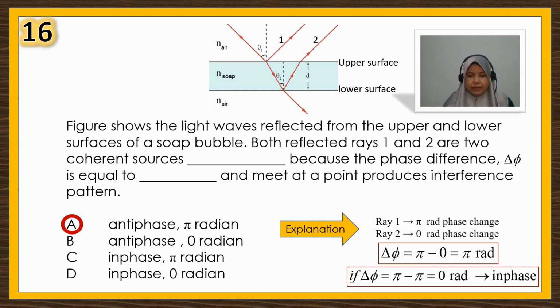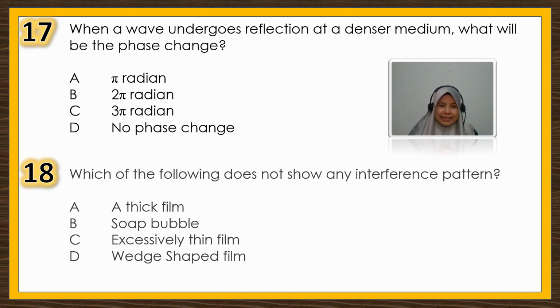If the phase difference is pi radian, the two coherent sources are in antiphase. So the best answer is A. For question number 17, when a wave undergoes reflection at the denser medium, what will be the phase change? For the ray which is reflected on the denser medium, it will undergo a pi radian phase change.